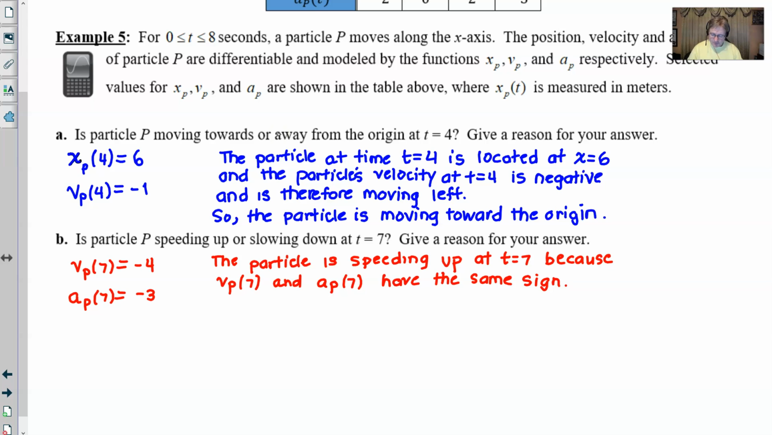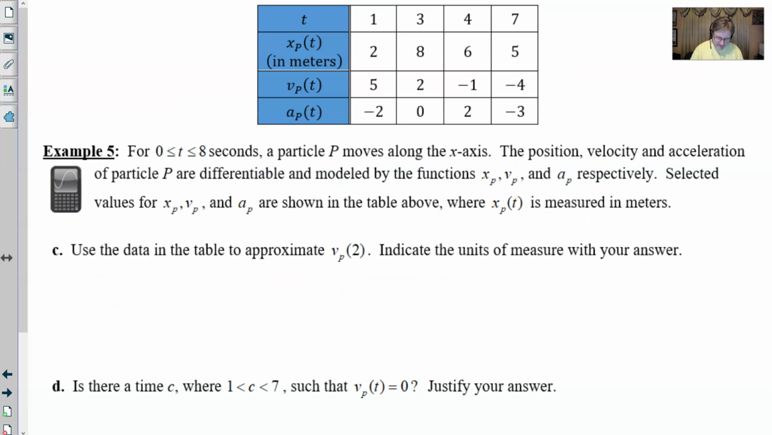Okay, moving along, we're going to take a look at part C. Part C says, use the data in the table to approximate V sub P of 2, indicate the units of measure. So again, if you're following along with my curriculum, this kind of goes back to topic 4.1, way at the very beginning of this unit. So to approximate V sub P of 2, you have to know that we're going to have to use a difference quotient. We're going to have to understand the definition of velocity, and that is the change in position over the change in time.